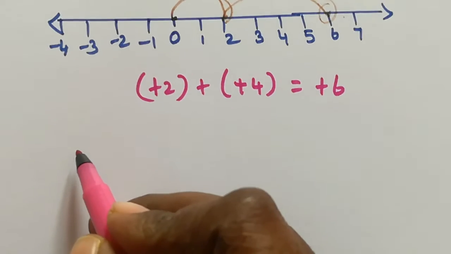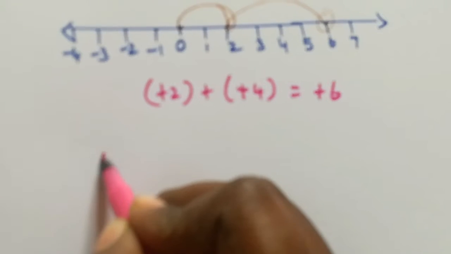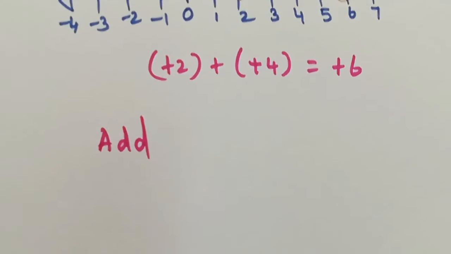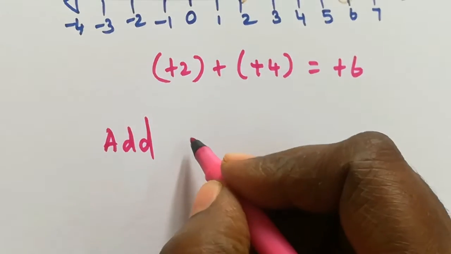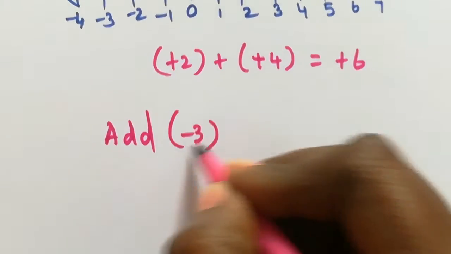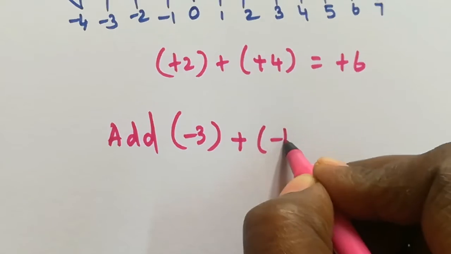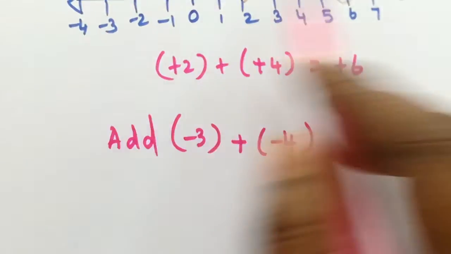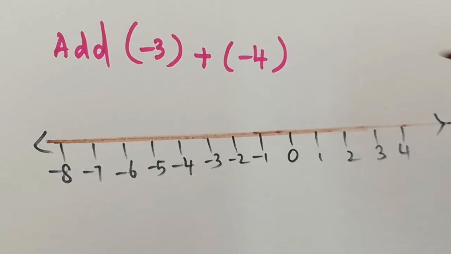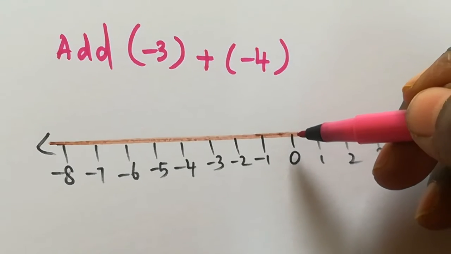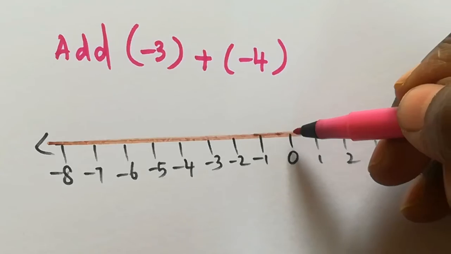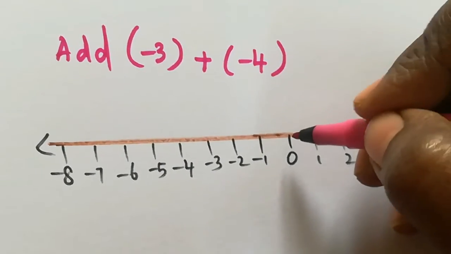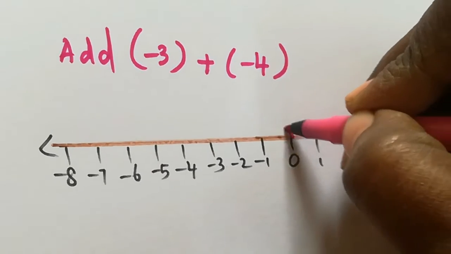Let us see the second example. Add minus 3 plus minus 4. This also we are going to look at in the number line. So now we have to start from 0. 0 is the starting point. So from 0 we have to move 3 places, isn't it? Minus 3. So we have to reach minus 3.